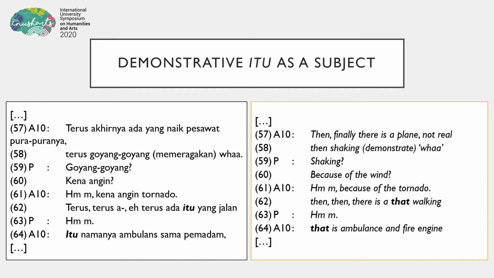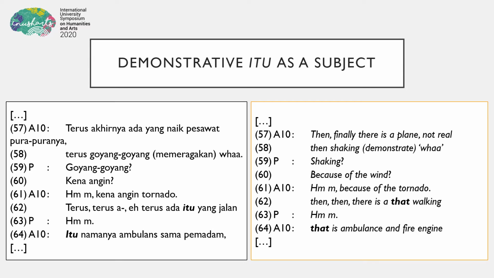So here are the results. So the demonstrative ini and itu in the child's narratives have at least 3 functions. First, it is as a subject. Demonstrative itu as a subject. Here is the example. So we see the speech 62.